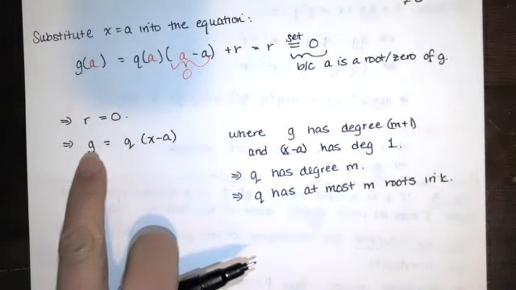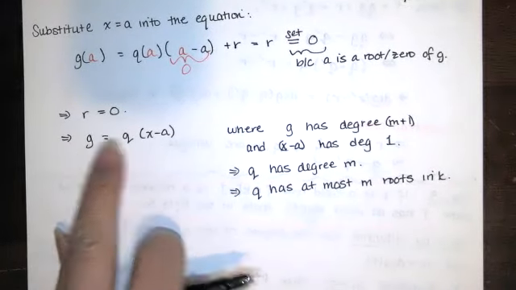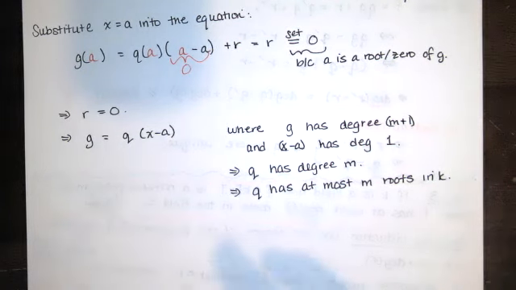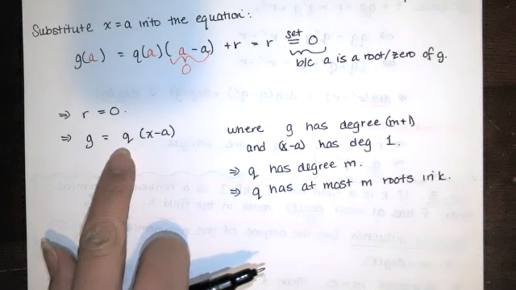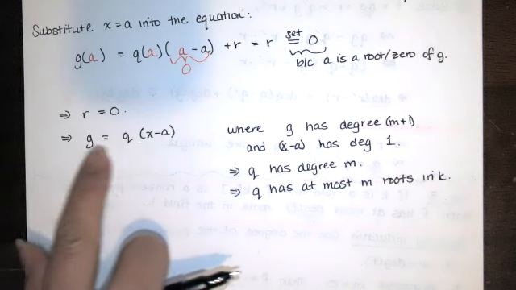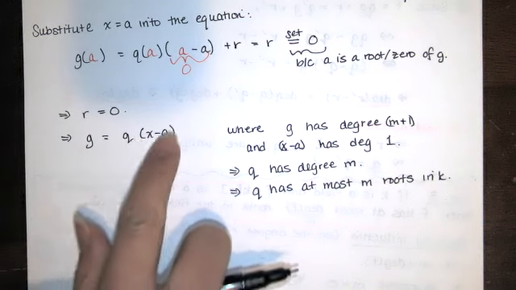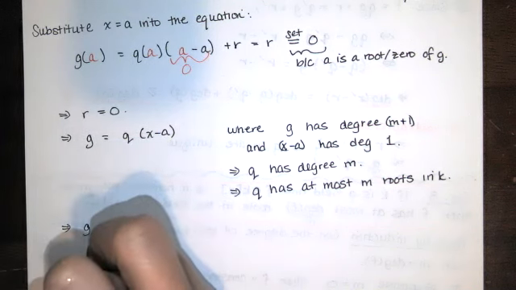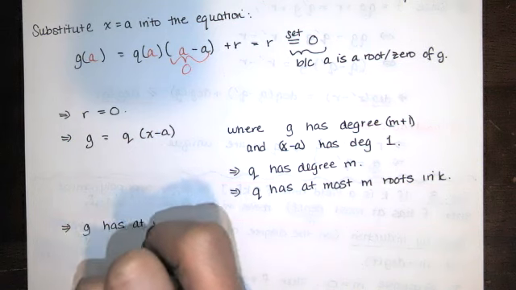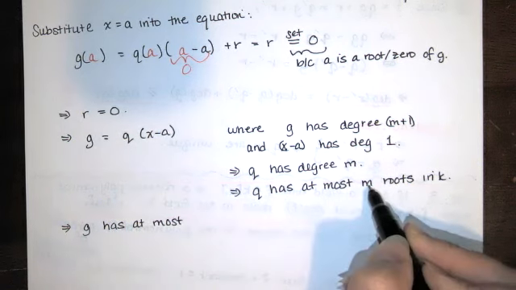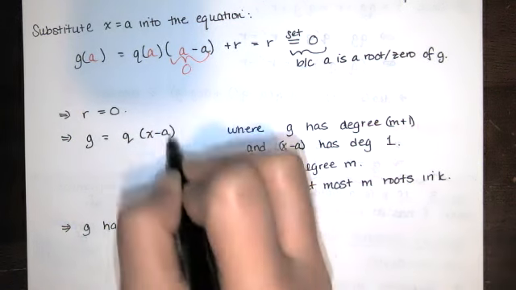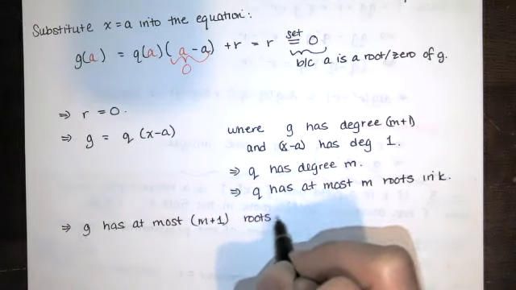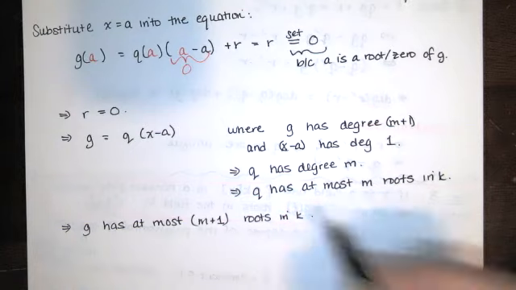Okay, so q has at most m roots in k, and x minus a clearly has 1 root, x equals a. So g will have the number of roots given by this one plus the number of roots given by this one. So that means that g has at most this m roots plus the 1 root that comes from that, in k.